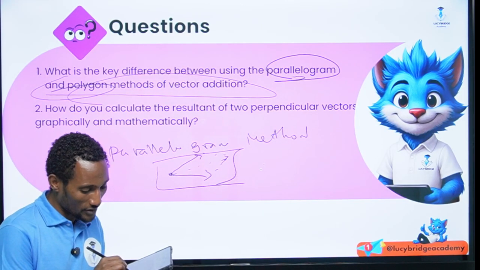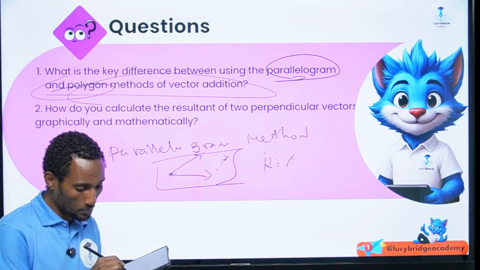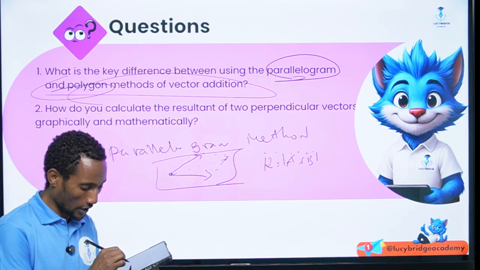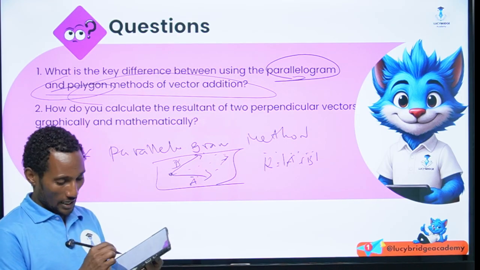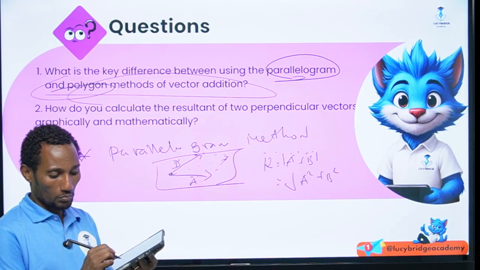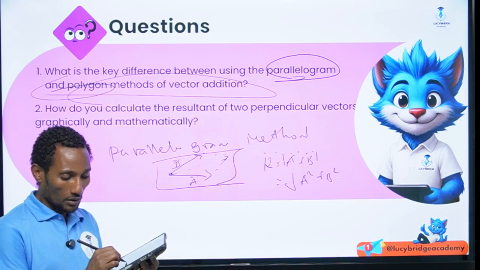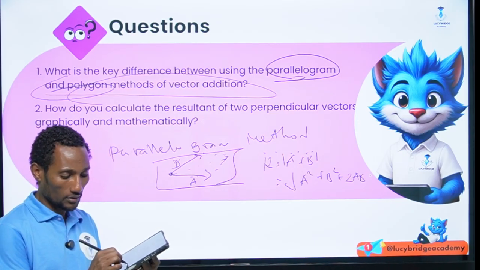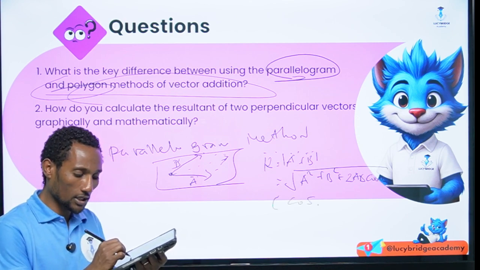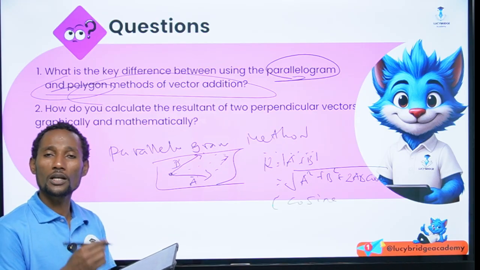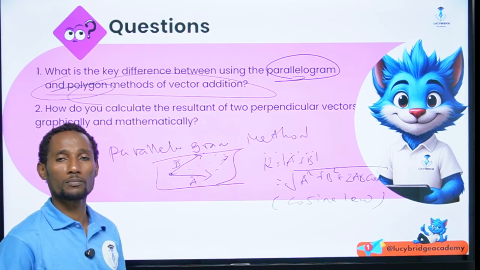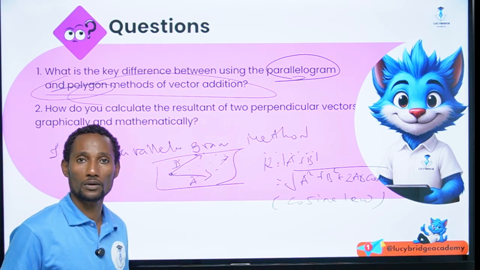In this case, the resultant vector a plus b has a magnitude of square root of a square plus b square plus 2ab cos theta. This is also called the cosine law. The parallelogram method uses the cosine law. We can determine how to find the cosine law. Okay?